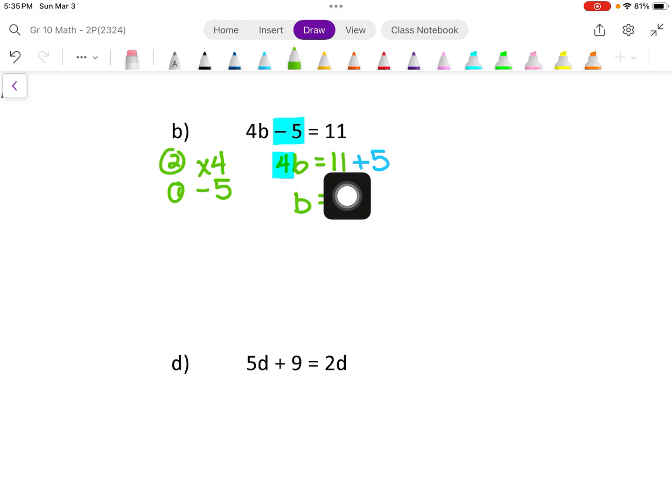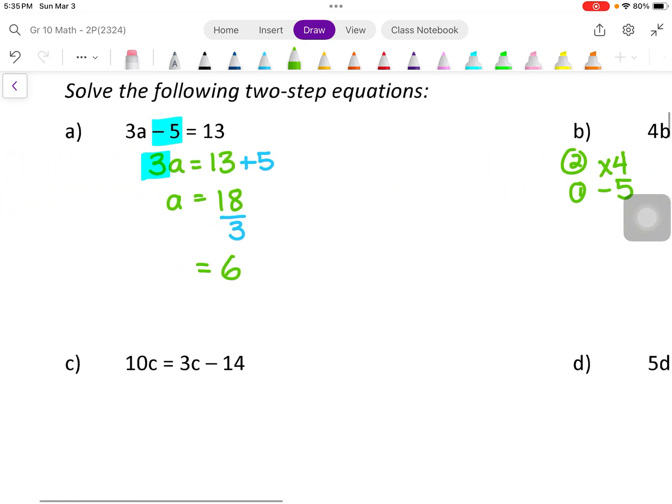Now I'm going to simplify. 11 plus 5 is equal to 16. That is what was already on the right side, and now I will undo the multiplication of 4, and the opposite of multiplying by 4 is to divide by 4. Last time I wrote it as a fraction, a line under 16 and then a 4. You can do that, or you can write it like this. It doesn't matter. And then I will evaluate that. 16 divided by 4 is equal to 4.